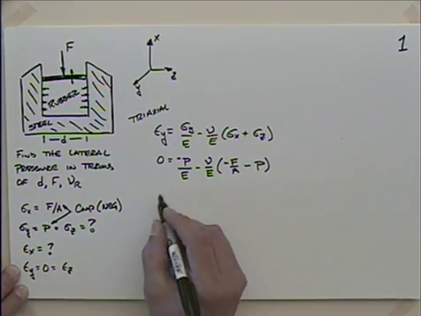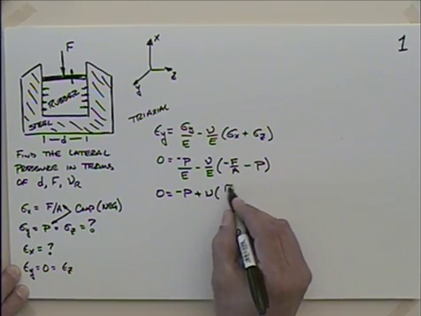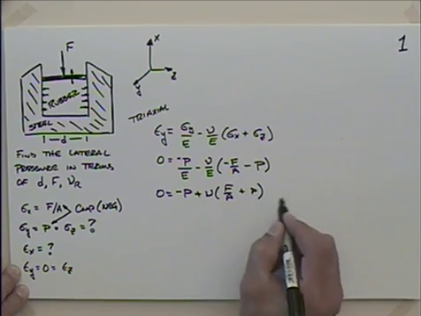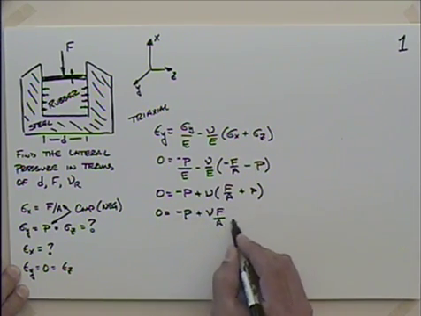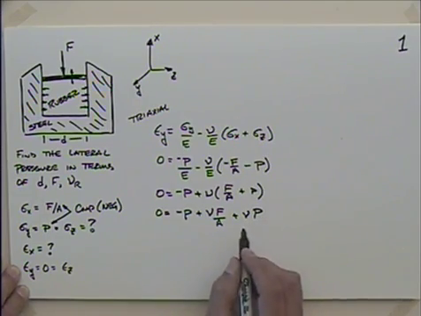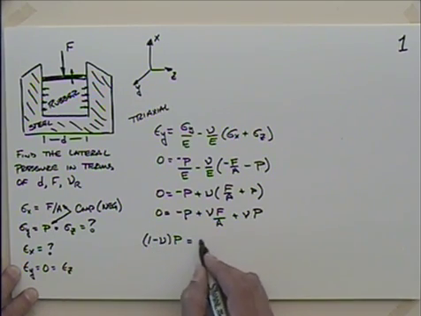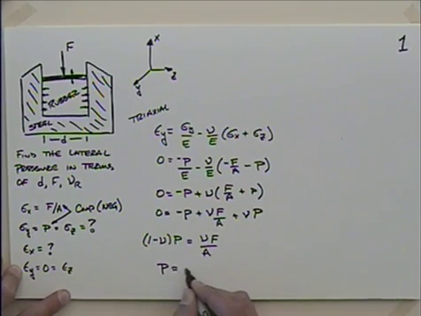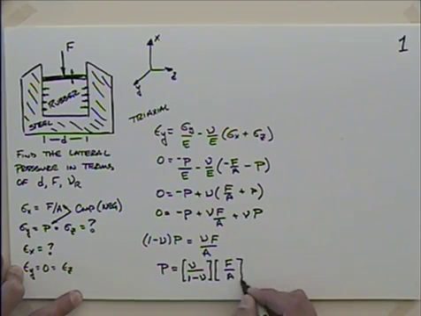So I can multiply both sides by E, and I will have that 0 is equal to minus P plus Poisson's ratio times F over A plus P. Multiply Poisson's ratio through, I have 0 is equal to minus P plus Poisson's ratio times F over A plus Poisson's ratio times the pressure P. I'll move the P terms to the other side, so I'll have 1 minus Poisson's ratio times P is equal to Poisson's ratio times F over A. And solving for P then, we could say that the pressure P is equal to Poisson's ratio divided by 1 minus Poisson's ratio, times F over A. Right? Was that a complete answer?